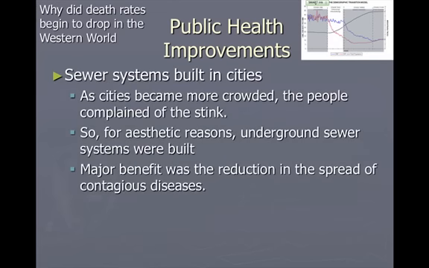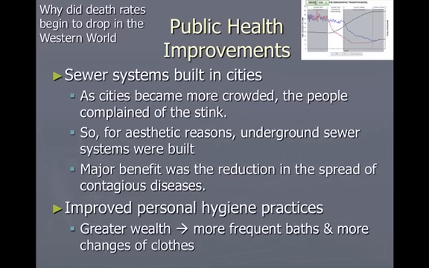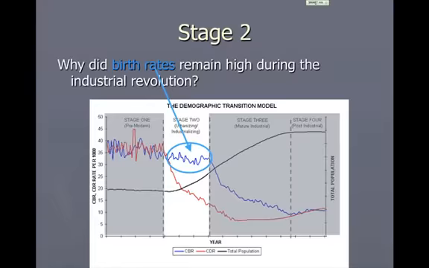Sewers were a huge factor. Waterborne diseases and contagious diseases were drastically reduced just with basic sanitation, learning how to manage large populations and understanding the impact of hygiene. In stage two, you notice though that birth rates also remained high.